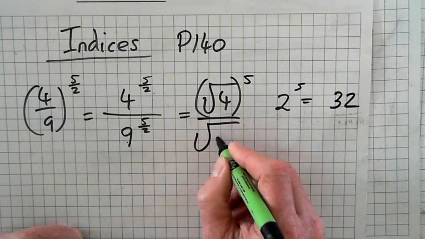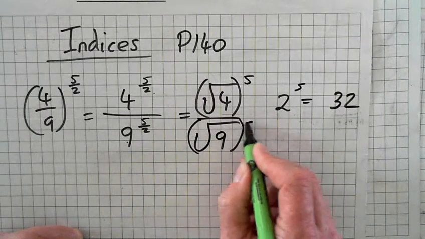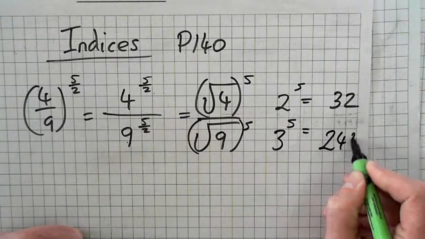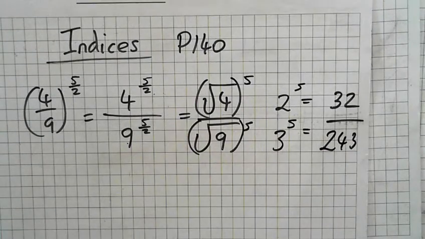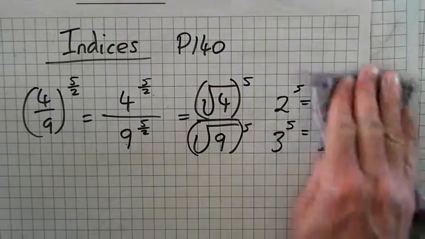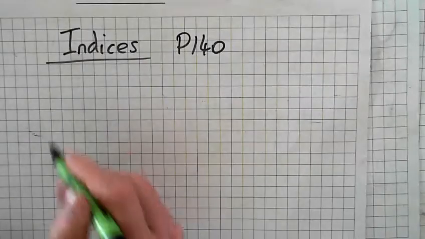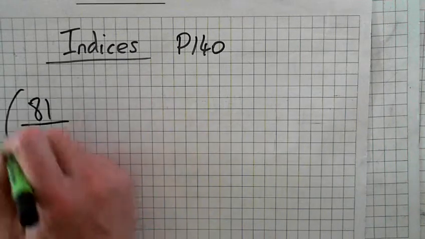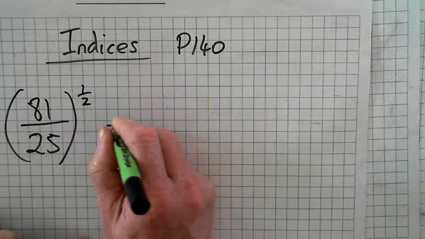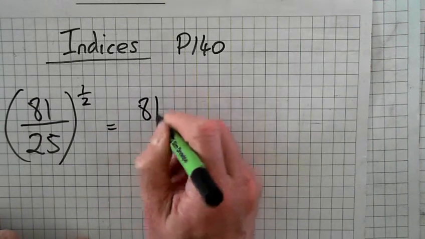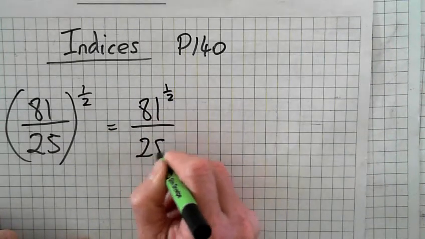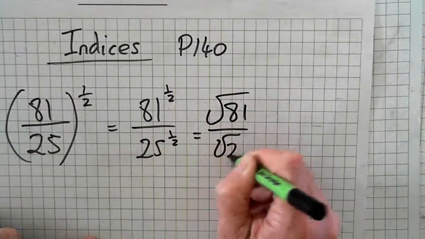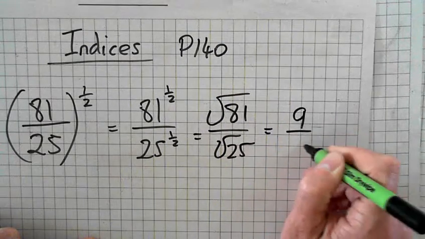9, so it's the square root of 9 to the power of 5. So 3 to the power of 5, 243. Next one. 81 over 25, to the power of half, so this one is a lot easier. It's 81 to the power of half over 25 to the power of half. So it's the square root of 81 over the square root of 25. 9 over 5.